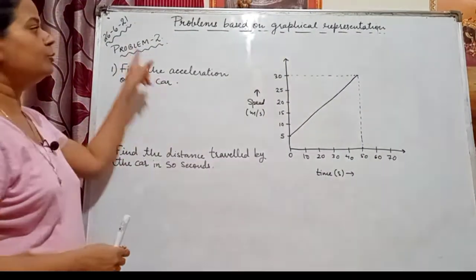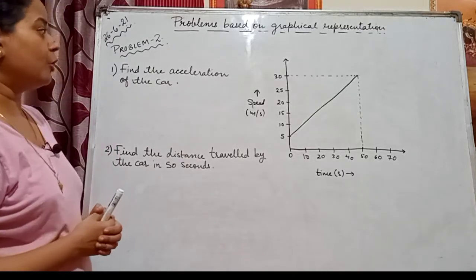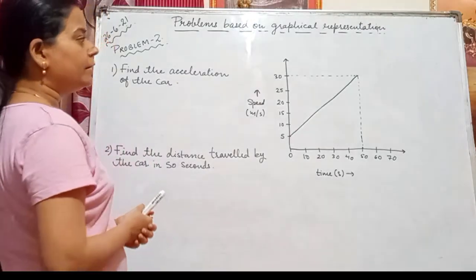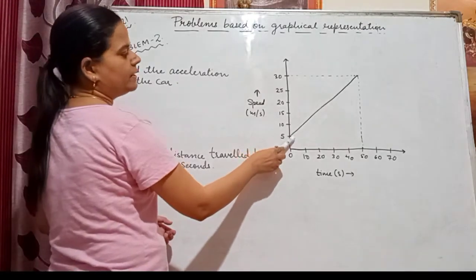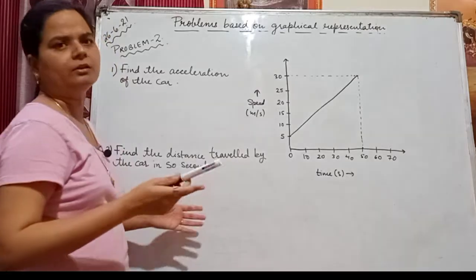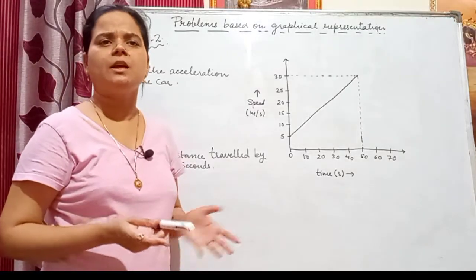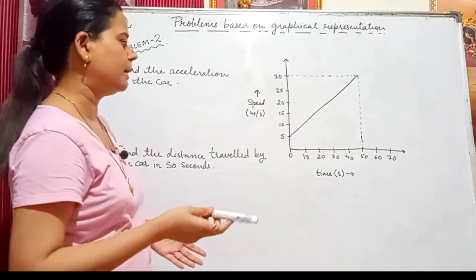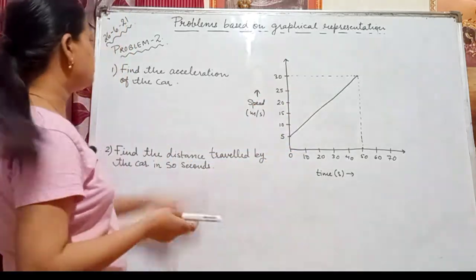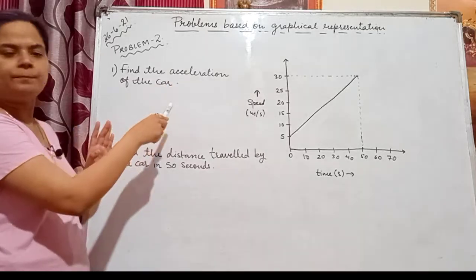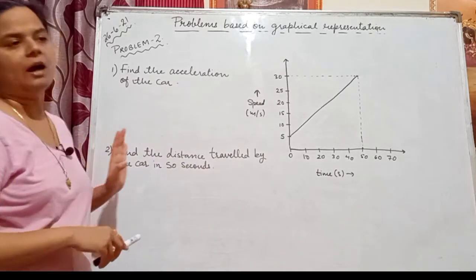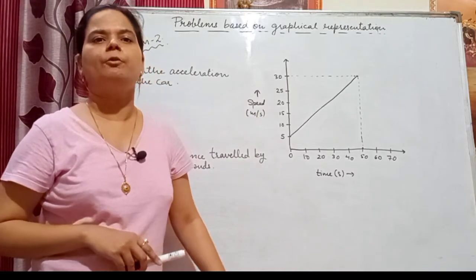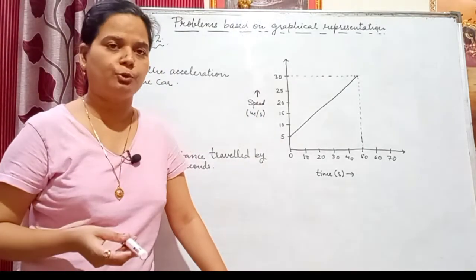Now let's move to our problem number 2. In problem number 2, the graph of speed time is given like this. Here you can see that we are having a straight line going up. That means a straight line going up is uniformly accelerated motion, that is, the speed is increasing uniformly. Now we have to find the acceleration of the body, and we have to find the distance traveled by the car in the 50 seconds. So acceleration you have to find out. You can find out slope from anywhere because it is uniformly accelerated motion.